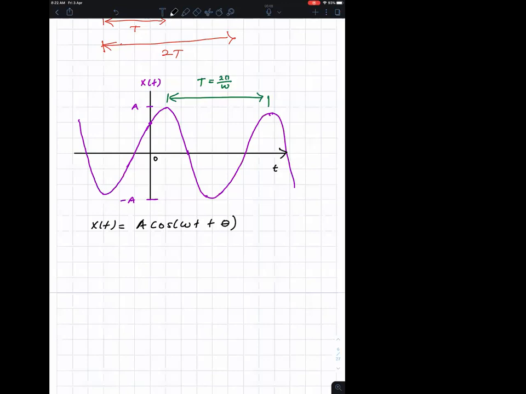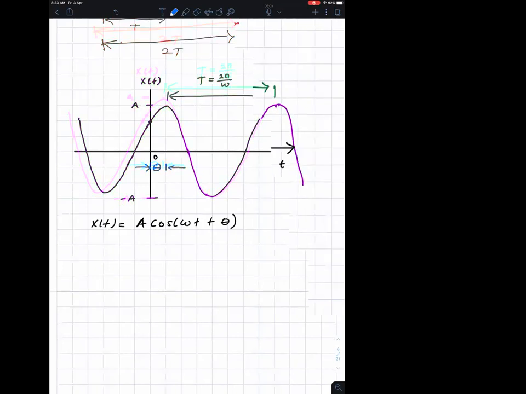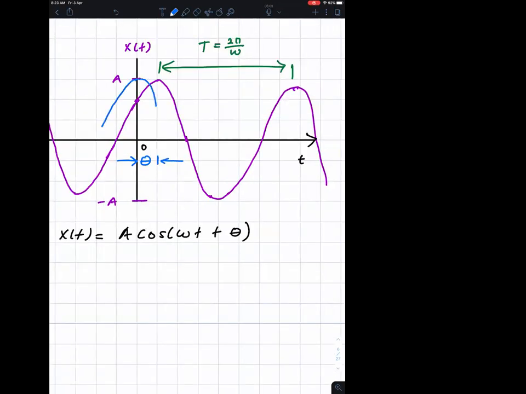Okay, this theta can be a deviation, maybe it's from here. Maybe I'll draw it here. This theta, we are assuming this is a cosine because usually cosine starts here, right? Now it has moved from here to this spot. So there's a phase shift, and this phase shift is theta.